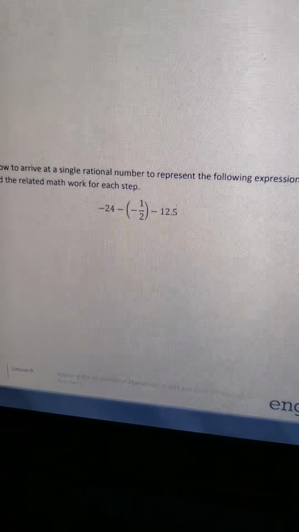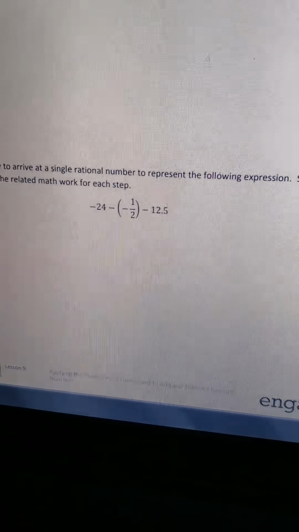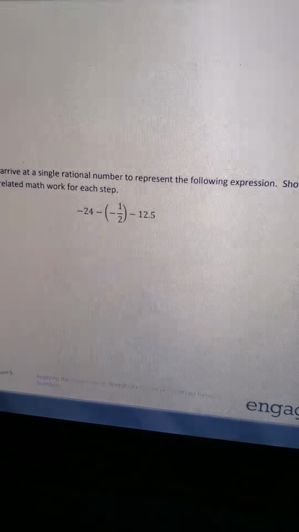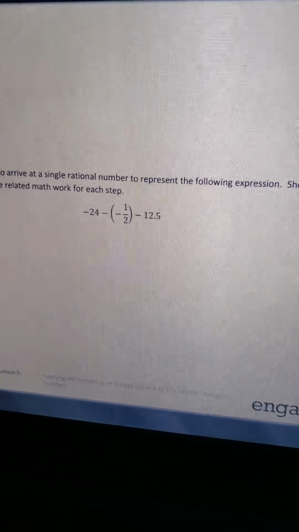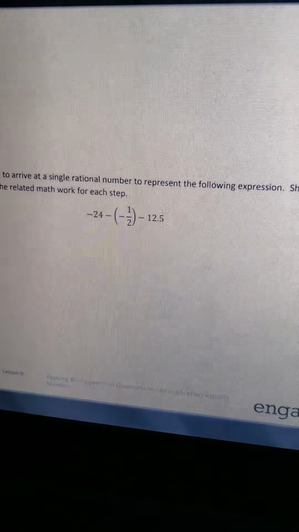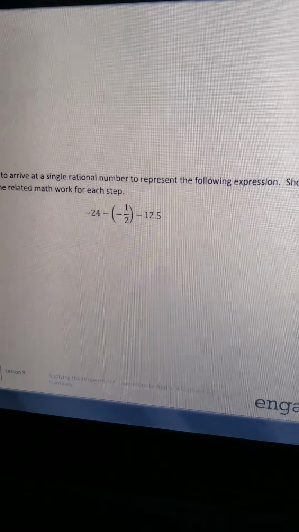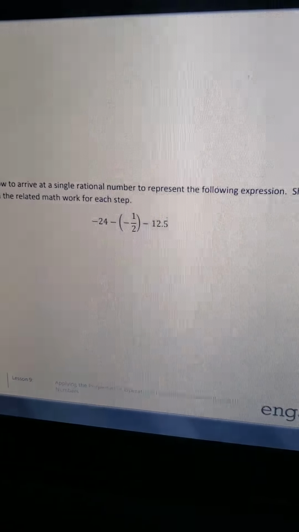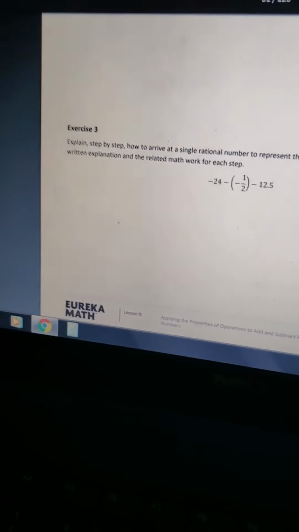So we have negative 24 minus negative a half minus 12 and a half. Go ahead and set this one up. Change everything into an addition, and then we'll talk about it again.